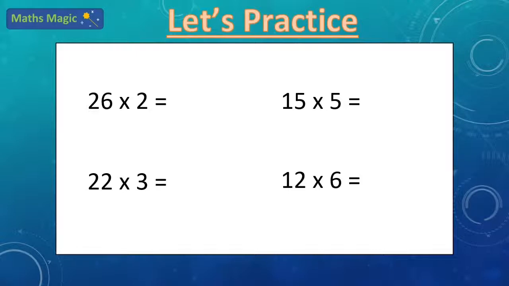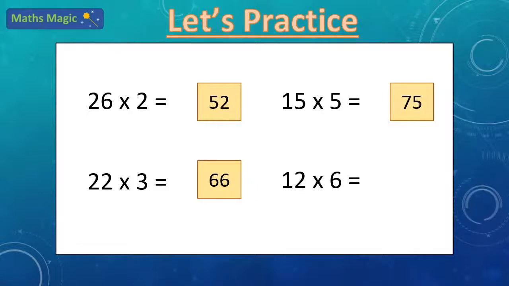So 26 multiplied by 2 is 52, 22 multiplied by 3 is 66, 15 multiplied by 5 is 75, and finally 12 multiplied by 6 is 72. Well done for giving that a go. If you made a few mistakes, go back and watch this method again. If you got them all right, let's try some maths mastery.